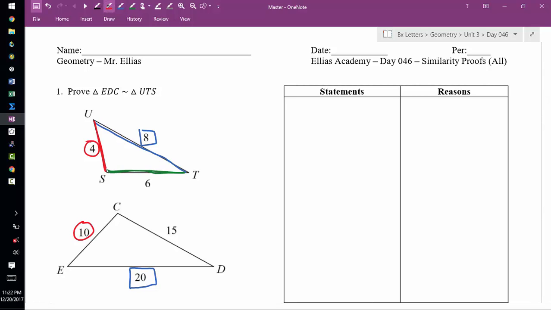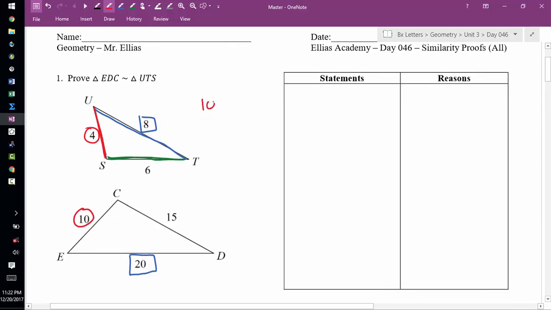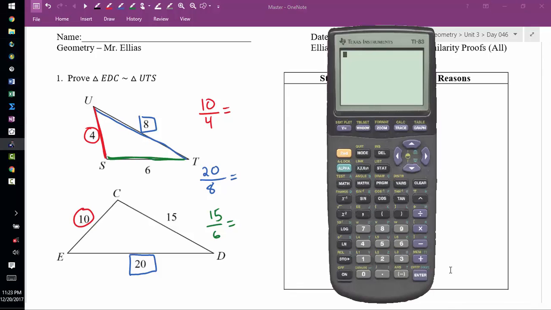So I'm going to make my ratios, because I know I need to do that in order to use side-side-side similarity. All sides have to be proportional, meaning they have to have the same ratio. So I'm just going to go ahead and toss in these ratios that I'll be making. So 20 and 8, and then last is 15 and 6. So I'm going to ask my calculator what this information is, just to verify that they are really the same.